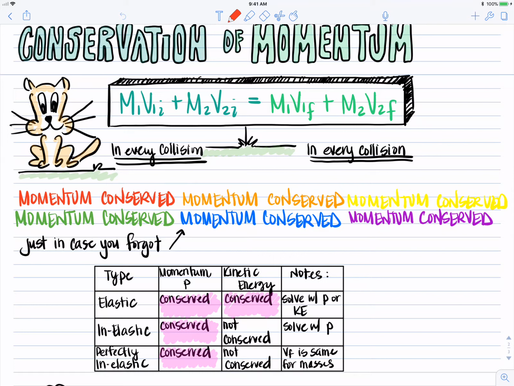For inelastic collisions and for perfectly inelastic collisions, you cannot use conservation of kinetic energy or energy to solve those problems. You can only use conservation of momentum. Now recall that perfectly inelastic collisions are that special case where v f is the same for both masses and they actually stick together.